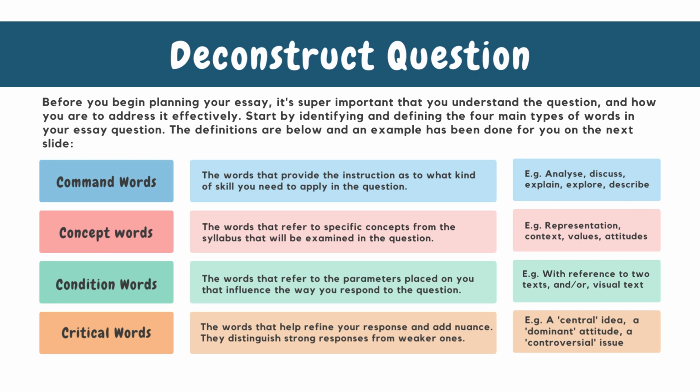Condition words. The words that refer to the parameters placed on you that influence the way you respond to the question. Examples: with reference to texts, and/or, and visual text. Critical words. The words that help refine your response and add nuance. They distinguish strong responses from weaker ones. Examples are a central idea, a dominant attitude, and a controversial issue.